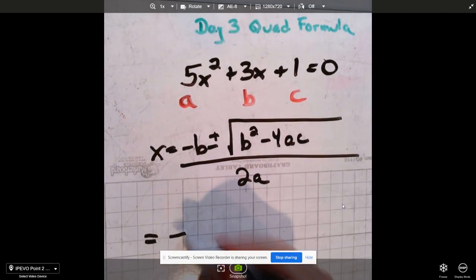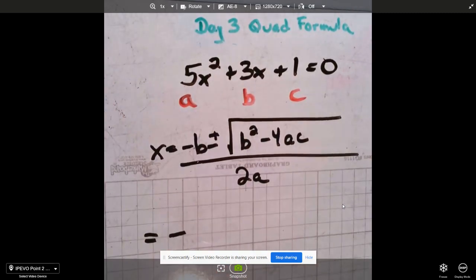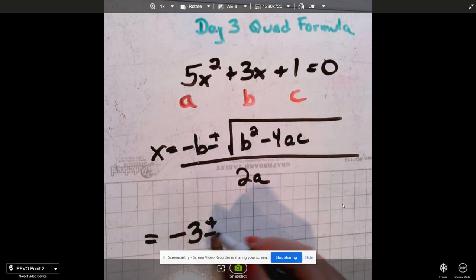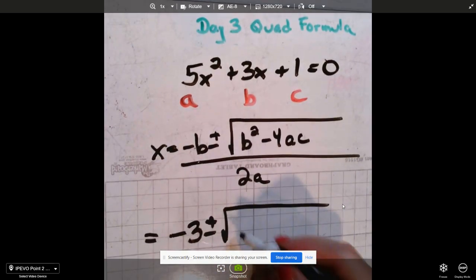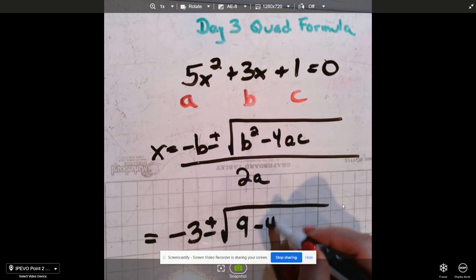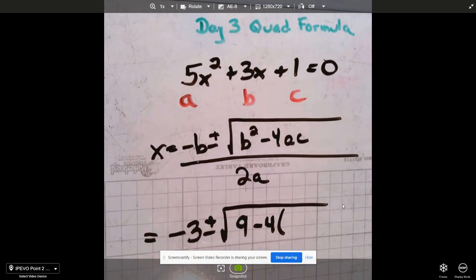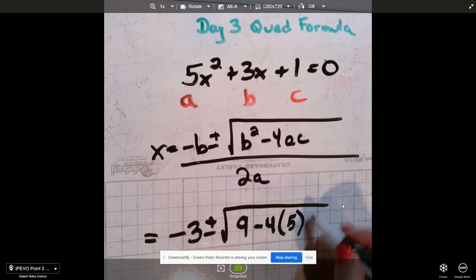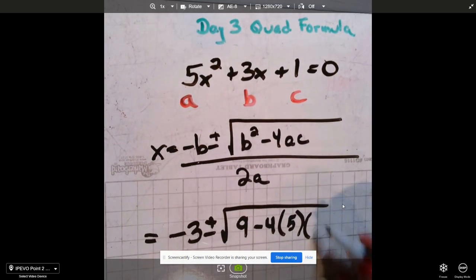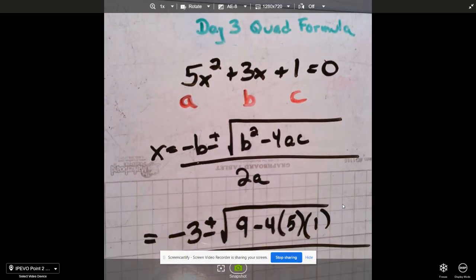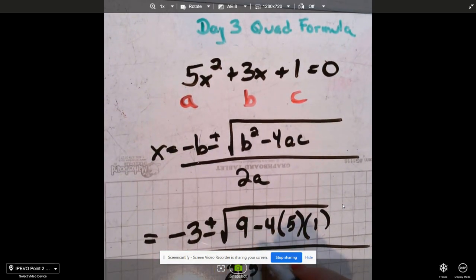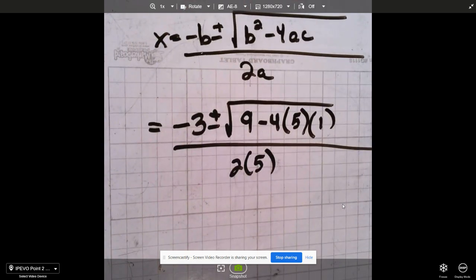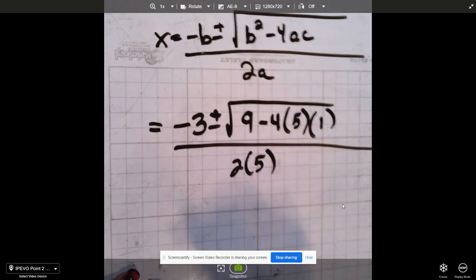All right, so minus, well, my b value is 3, plus or minus the square root of b squared. Well, 3 times 3 is 9. Minus 4 times a, which is 5, times c, which is 1. And I'll put that all over 2 times a, which would be 2 times 5. Okay, once again, I have all those numbers put in there. All I have to do now is simplify this.